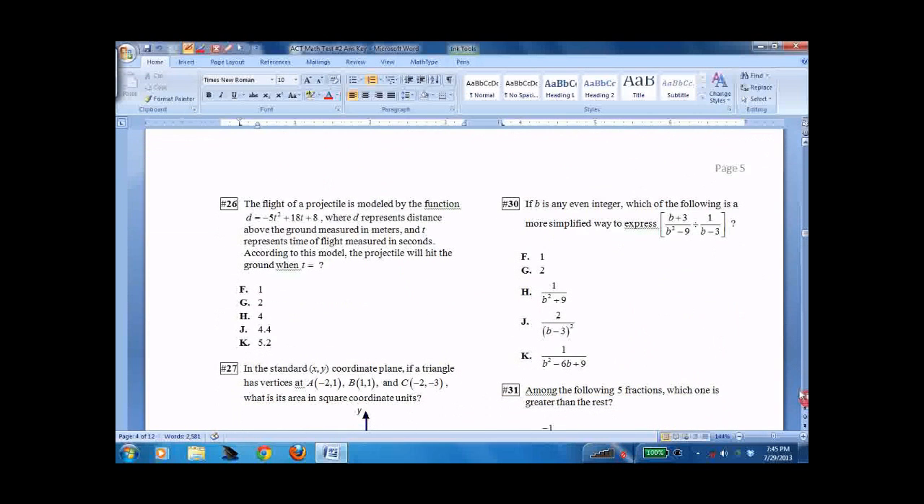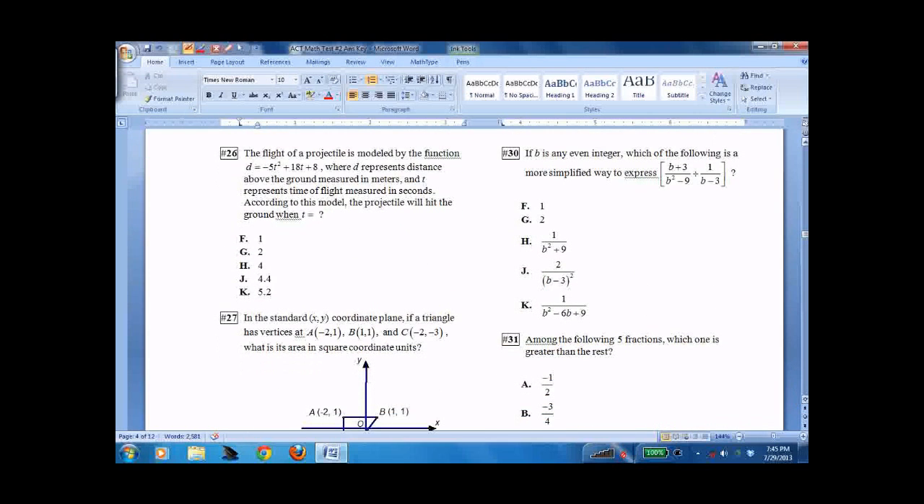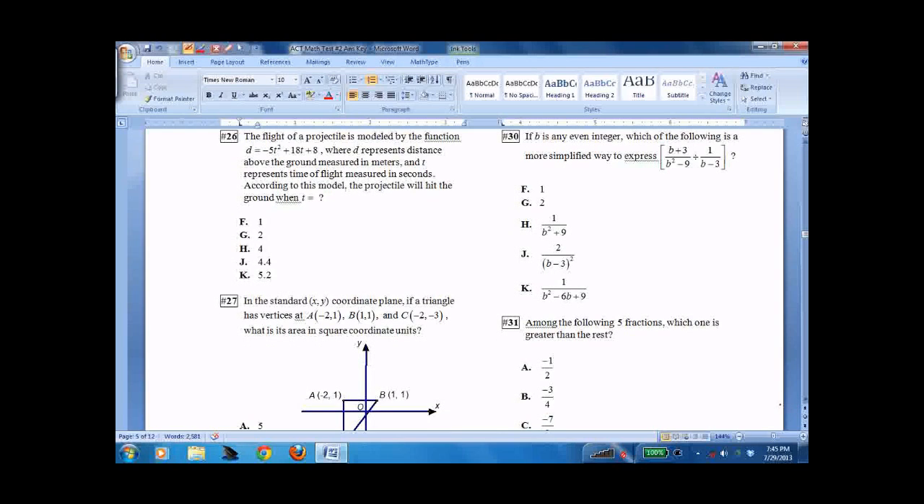26, flight of a projectile is a nice little quadratic. And it says d represents the distance above the ground and t is the time of the flight. When it's going to hit the ground, in other words, when d equals 0, what's t? And you can solve this. You can use the quadratic formula, you can factor it.